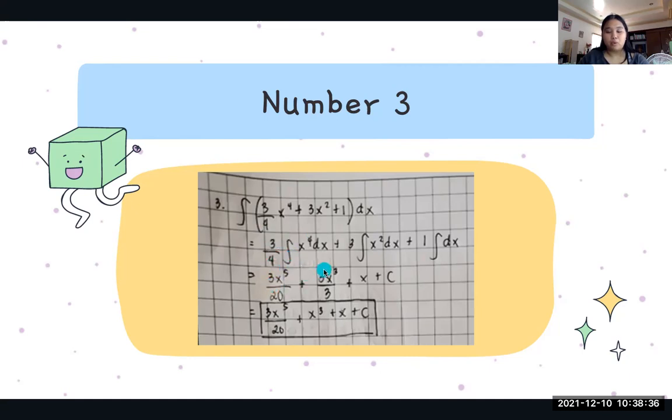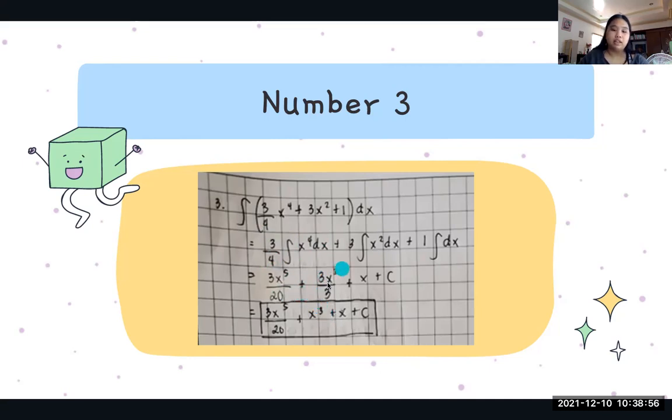3x to the 5th power. So why do we have 5 as an exponent? Because we add 4 to 1. And then since we're going to use 5 as a denominator too, and we already have a denominator which is 4, we will multiply them. So we have 3x to the 5th power over 20.